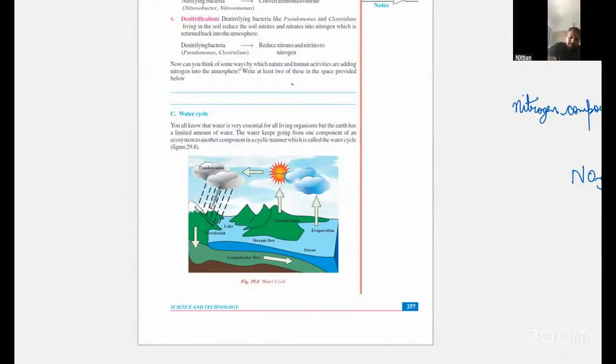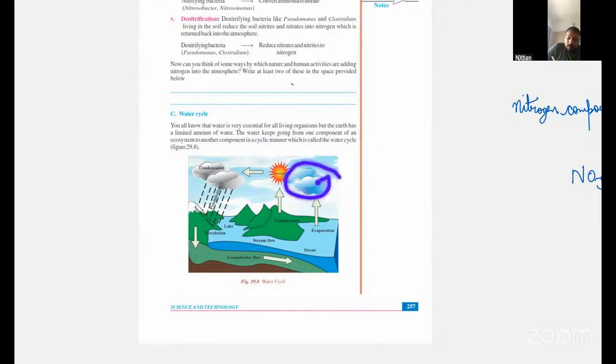Figure 29. So you guys can see here that there is a process called evaporation, in which the water in the lake or in the pond, with the help of sunlight, evaporates and goes up, because all hot things go in the upward direction. So it makes a cloud.